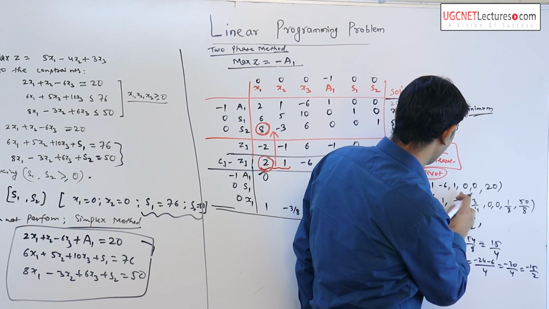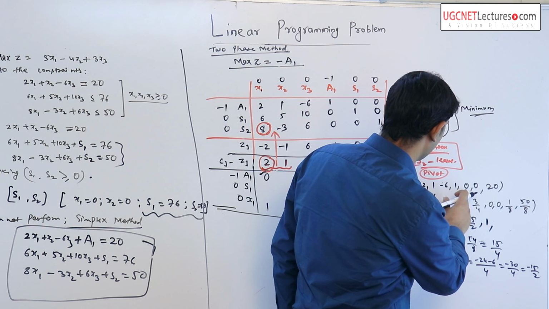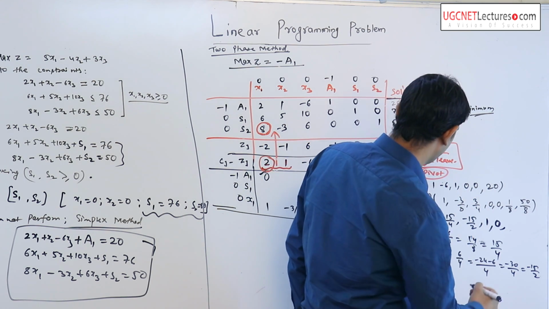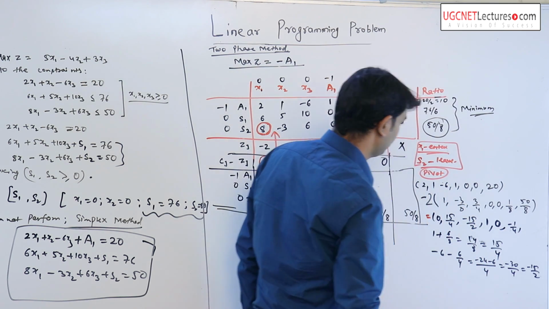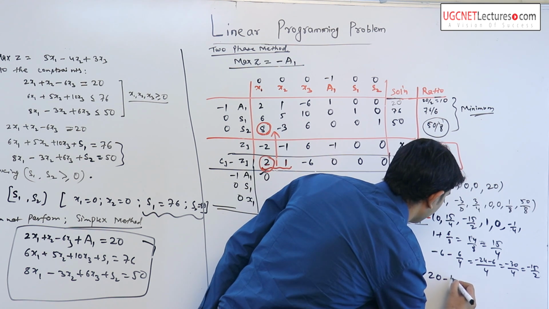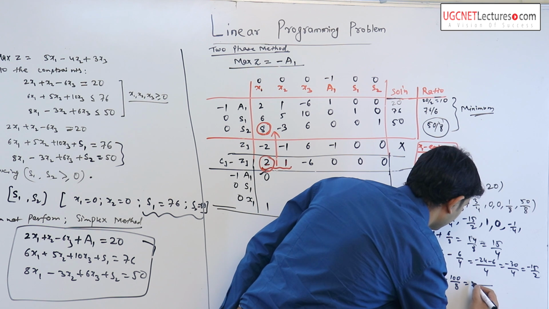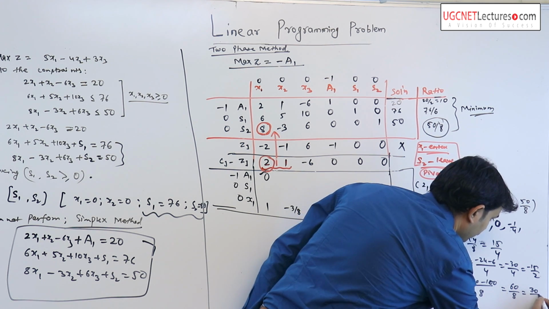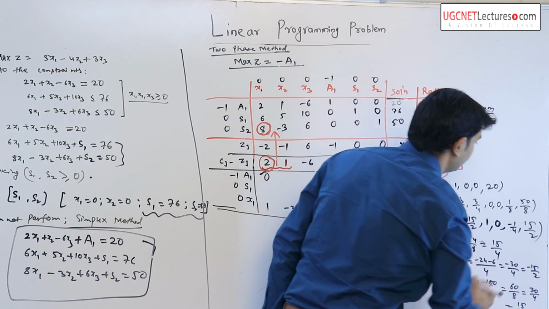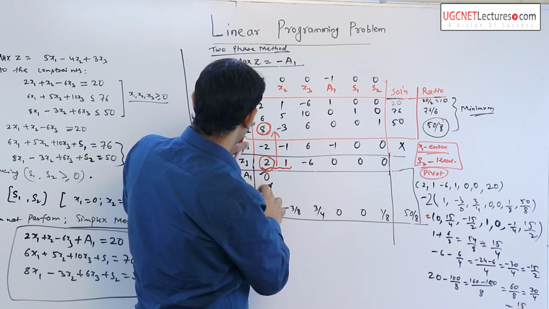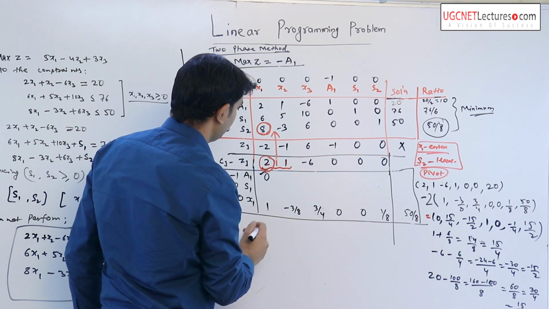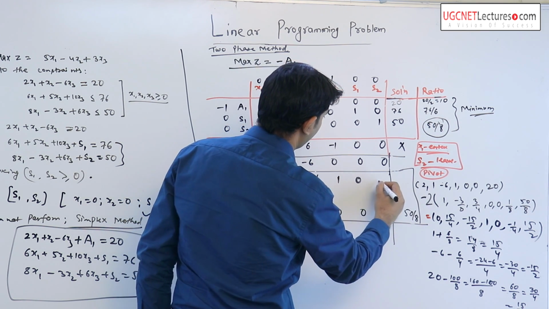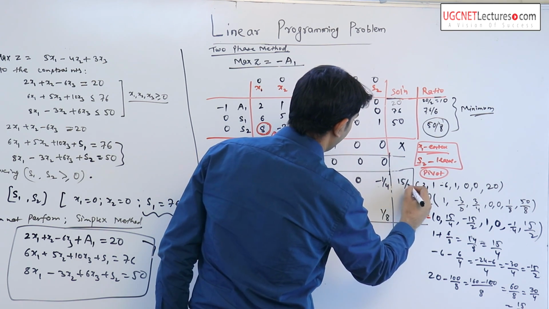Similarly, 1 minus 0 will give 1, 0 minus 0 will give 0, 0 minus twice 1 by 8, it means minus 1 by 4, and 20 minus 100 by 8, that gives 60 by 8, means 30 by 4, or you can say 15 by 2. So we can write here 0, this row minus twice this row. 0, 15 by 4, minus 15 by 2, 1, 0, minus 1 by 4, and here 15 by 2.